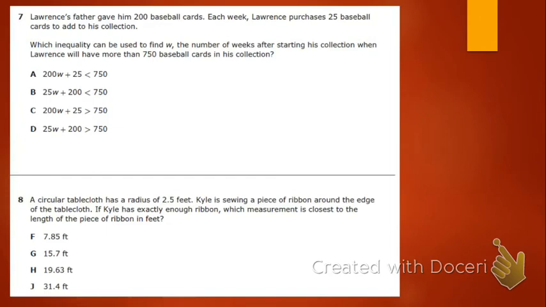Alrighty, so here we have 7 and 8. I'd like for y'all to go ahead and please solve those two. Or solve 7 first.